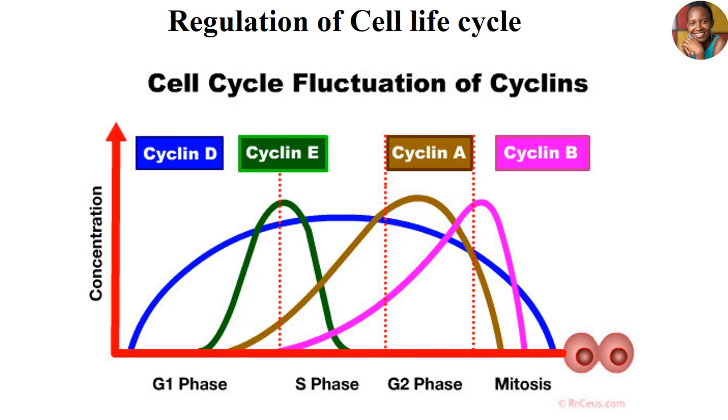And these proteins, like I said, will enable us to allow our cells to transition from one phase to the next by combining with what we call the CDKs, the cyclin-dependent kinase enzymes that will help us to activate and allow transition of the cell from one phase to the next.